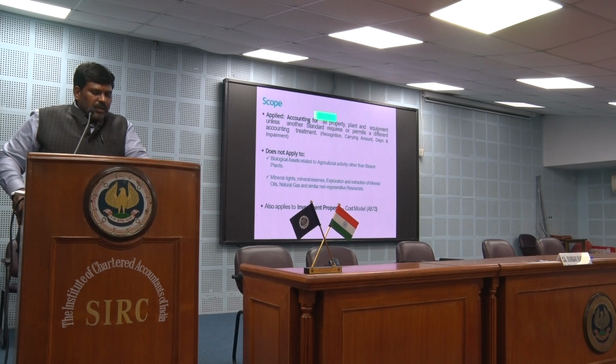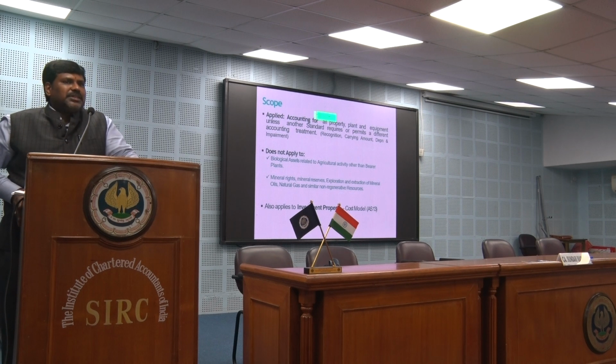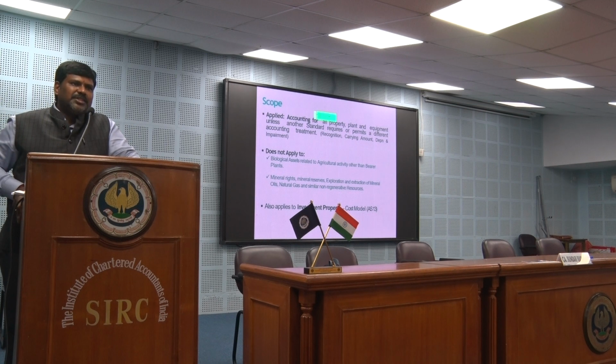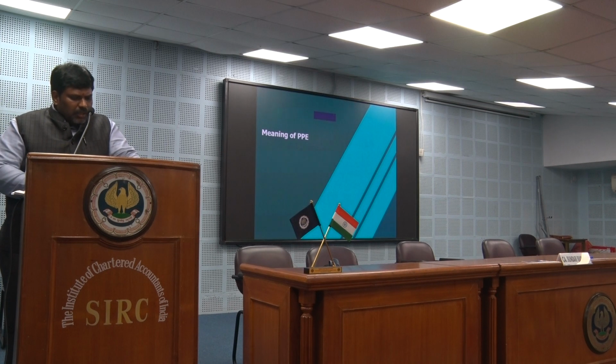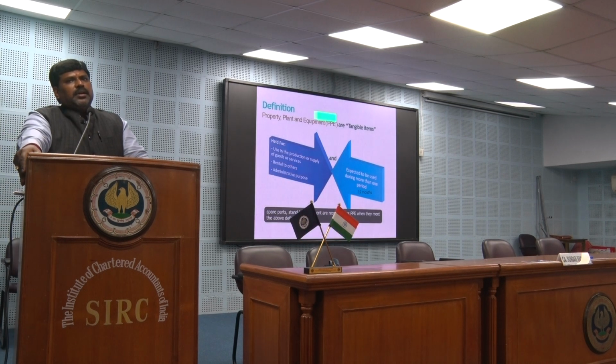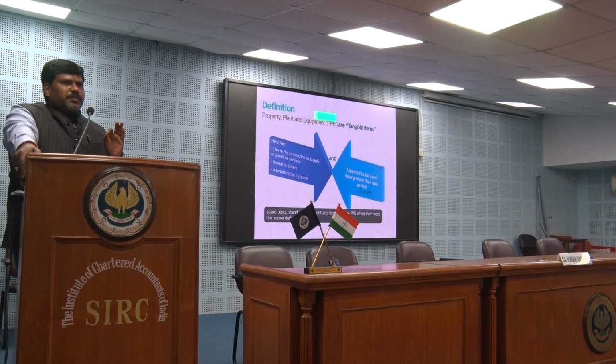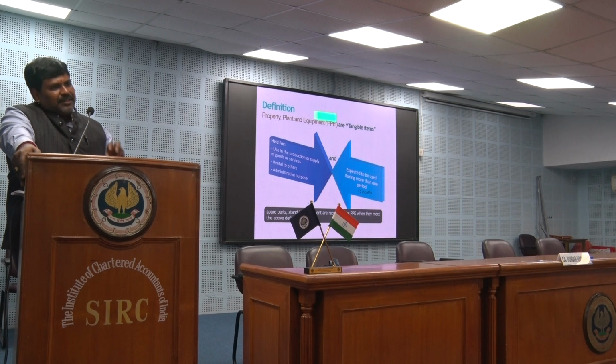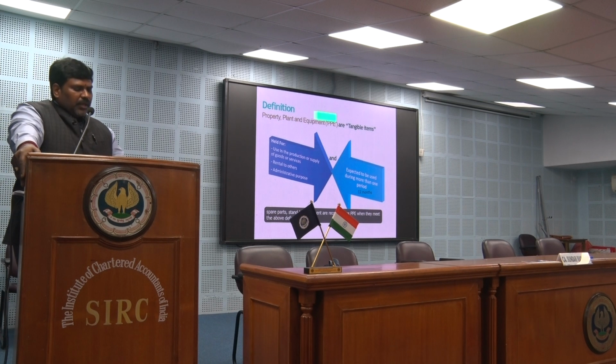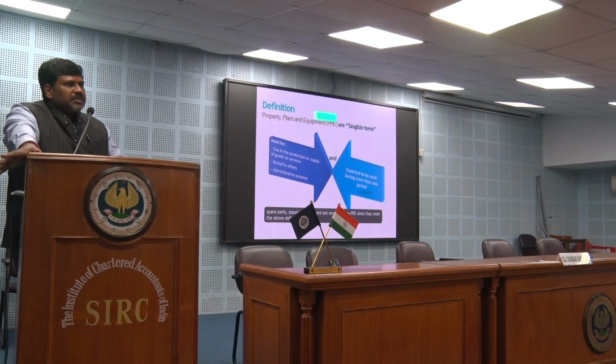And of course, most of the non-regenerative resources like the mineral rights, mineral reserves, exploration and extraction of mineral oils, these are kept outside the purview of this particular standard. The first and foremost principle is to have a grip on this particular term, property, plant and equipment. When a particular expenditure, which is capital expenditure in nature, would come under the purview of this particular standard, property, plant and equipment.